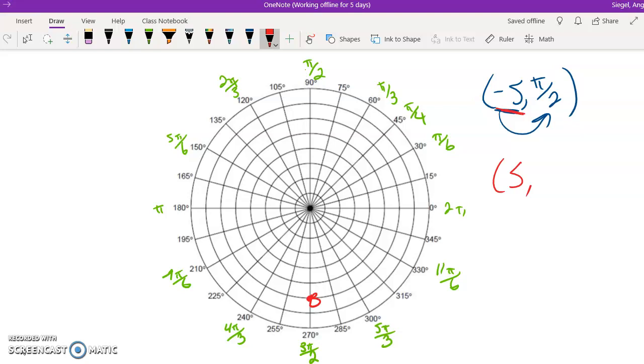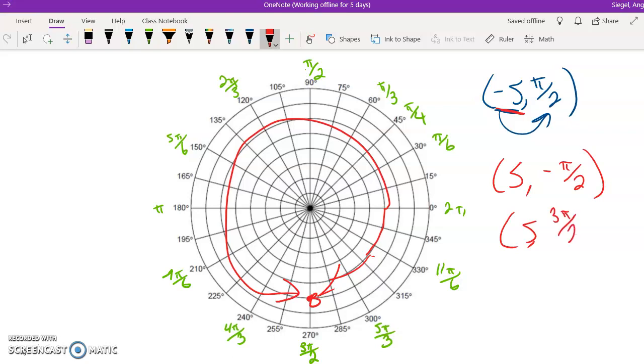If I went out +5, 1, 2, 3, 4, 5, I could swing out in this direction and get -pi/2. I could also go this direction and get +3 pi/2. So you just have some different options there. So that is how you graph polar coordinates.